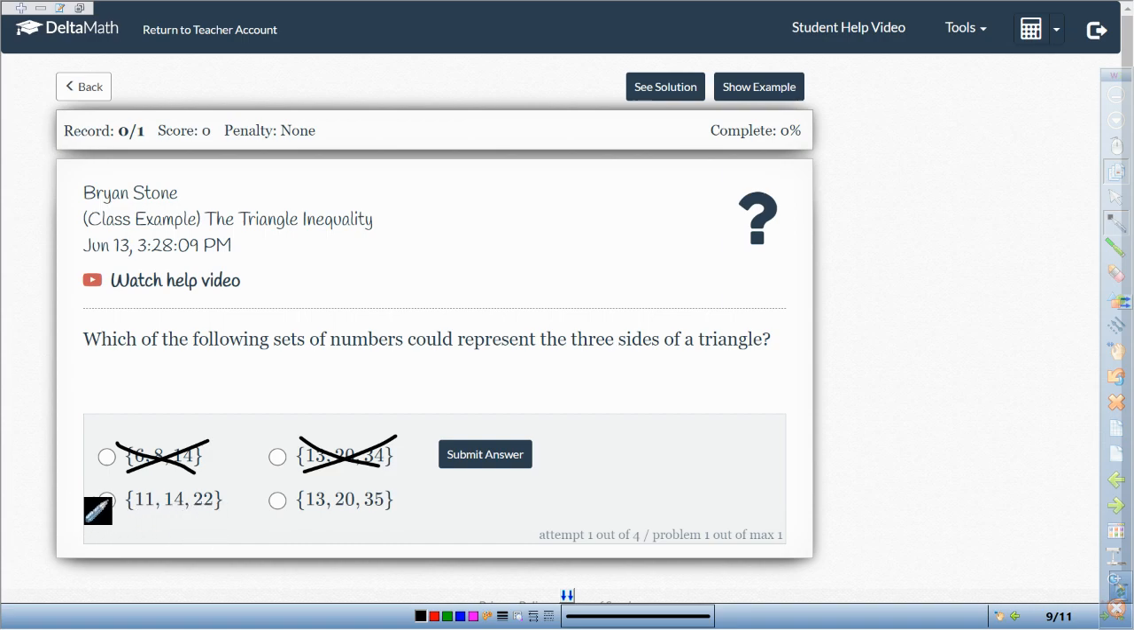But I would always double check this last one. 13 plus 20 gives me 33. Is that greater than 35? Nope. So there it is. That's your one. So yeah, don't miss these problems. Double check the directions though and make sure you understand what exactly they're asking for.